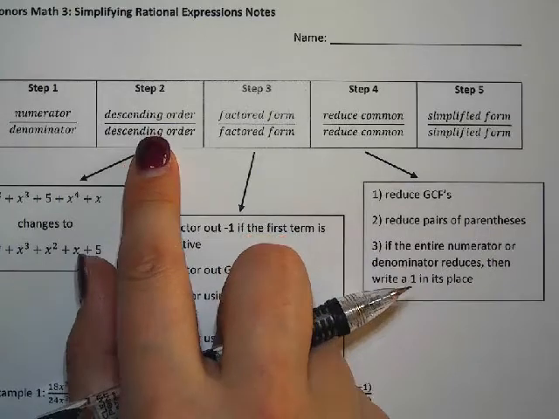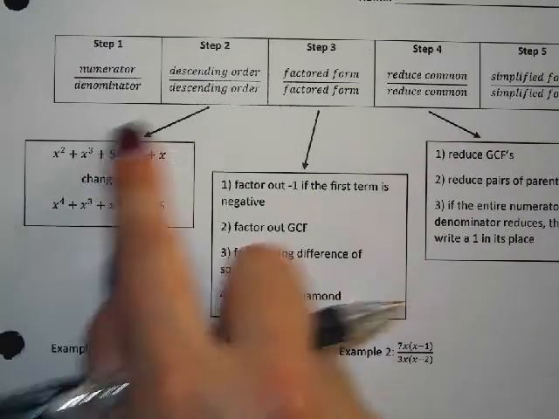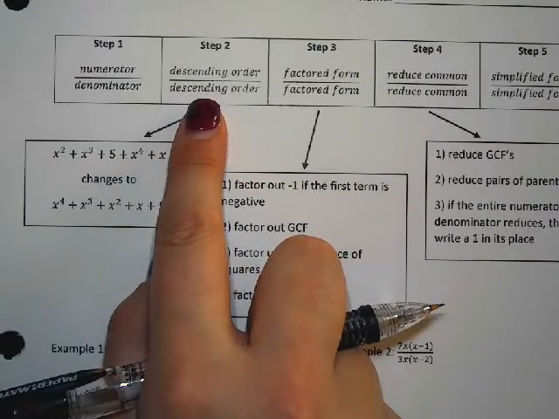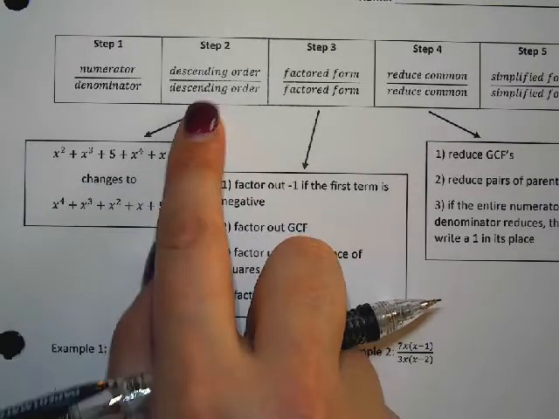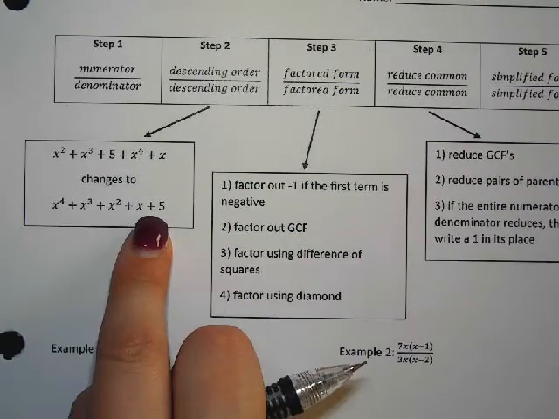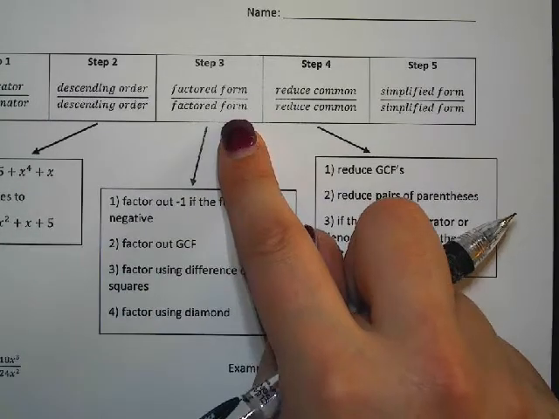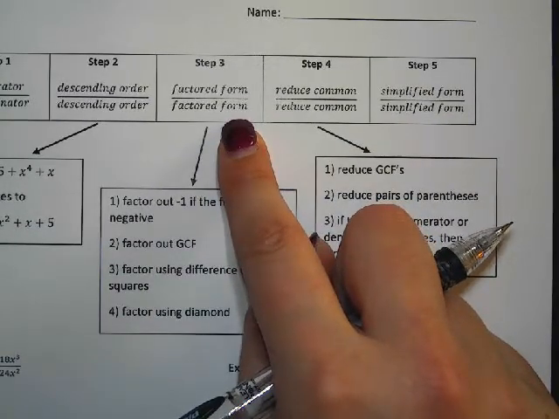After that, our second step is going to be to put the terms in descending order, so make sure that your highest exponents go first, and then you have the exponents going from highest to lowest. The next step is going to be to factor, which is why we practiced factoring before we did this, because every single problem is going to have a factoring step.